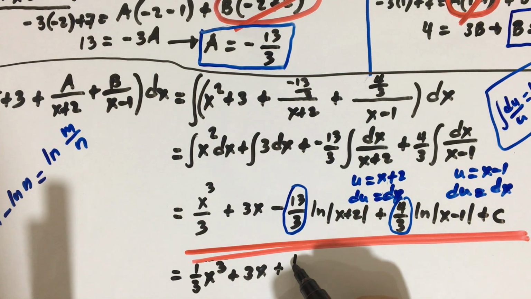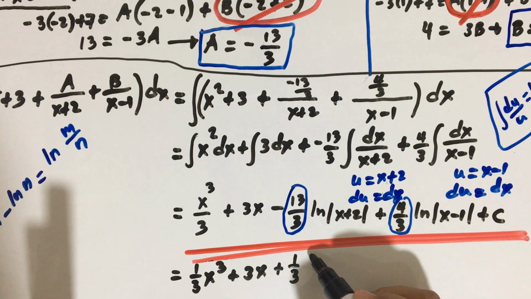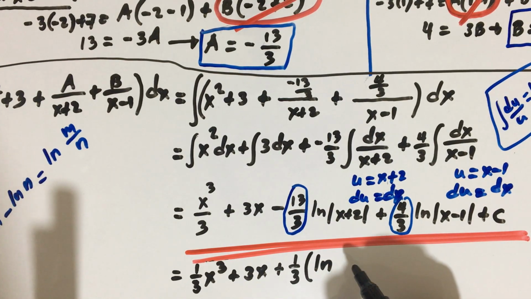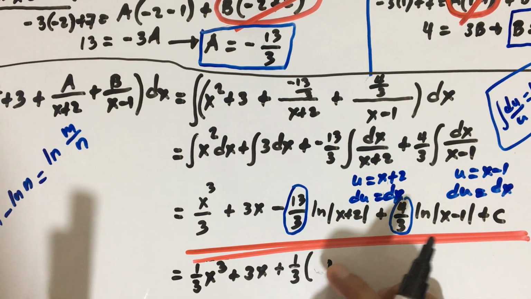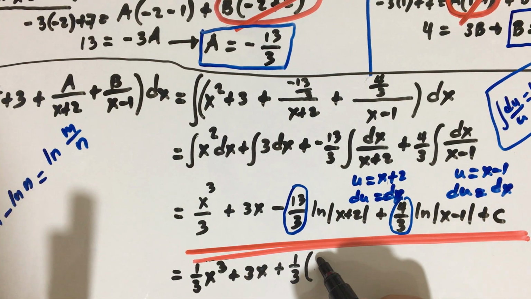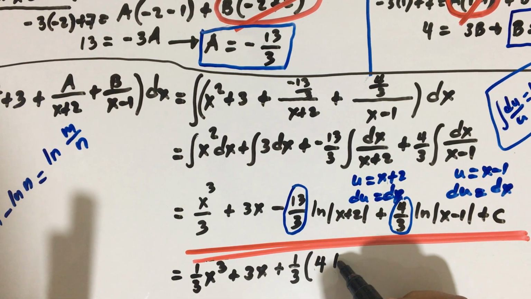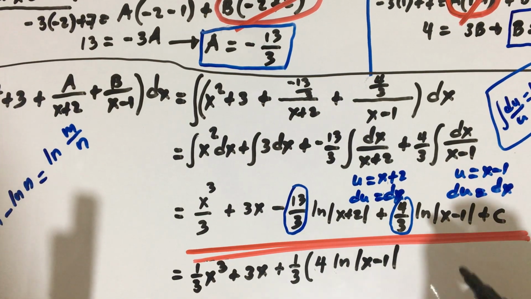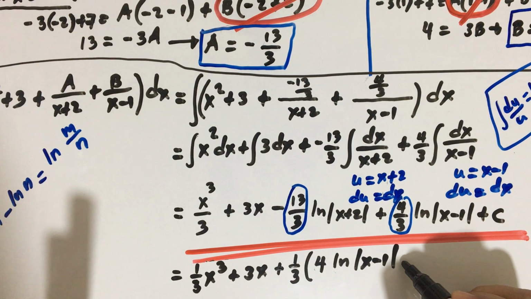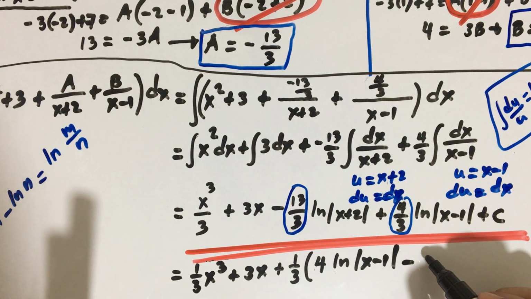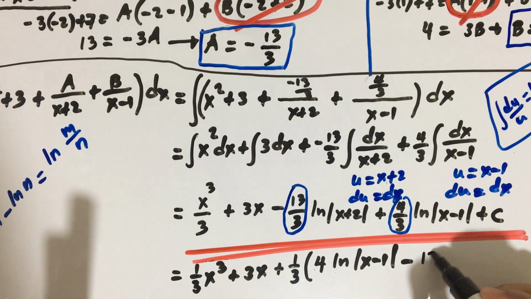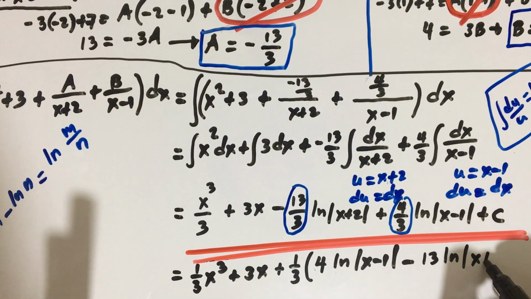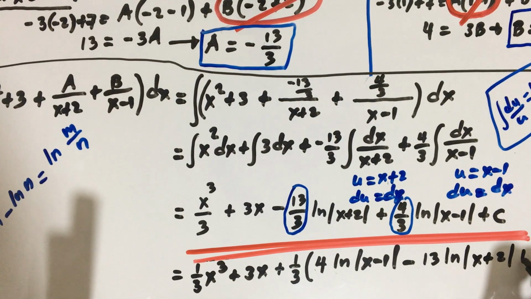So 1/3, and then this is ln. Sorry, we still have 4, no? We still have 4, so 4 times ln of x minus 1, then minus 13 ln of x plus 2, then plus c.